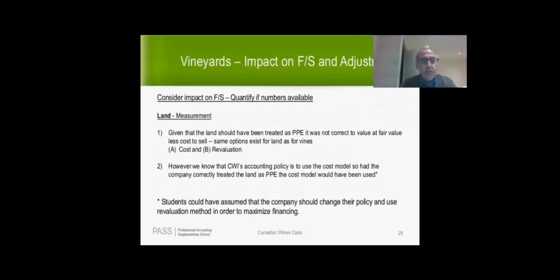Given that the land should have been treated as PPE, it would not be correct to value it at fair value less cost to sell, similar to the case of the vines. Similar to the case of the vines, we have two options now that it's PPE: cost or revaluation. However, we know that CWI's accounting policy is to use the cost model. So had the company correctly treated land as PPE, we're assuming that it would have been valued at cost.